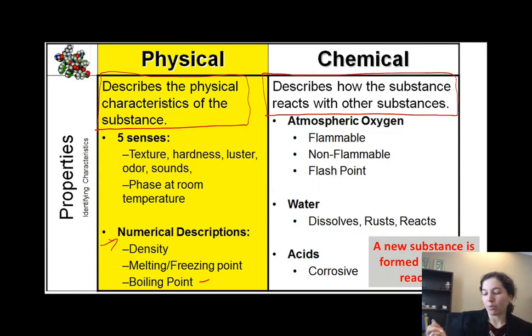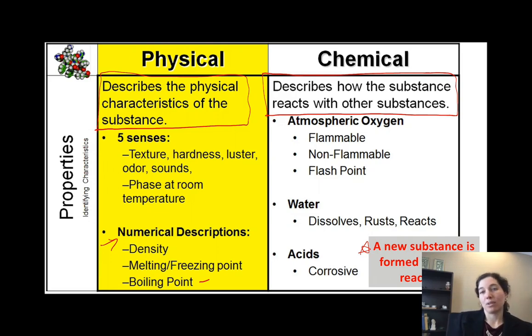So that's a really good way to remember that. One thing that I like to think about with chemical properties is like before and after something happens. If there's a new substance that's formed because of that property, then it's a chemical reaction. So if you start with iron and then you end up with iron oxide after a chemical reaction has taken place, that's a chemical property.